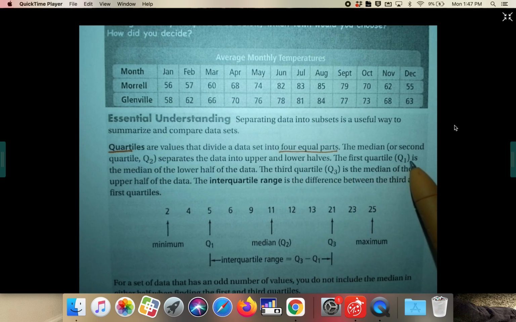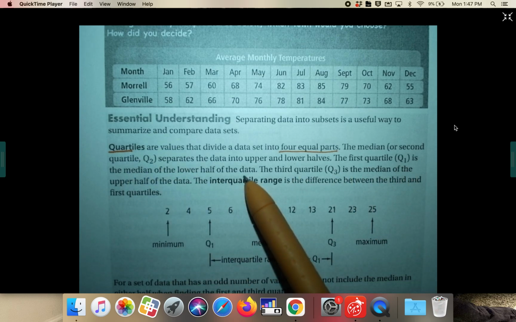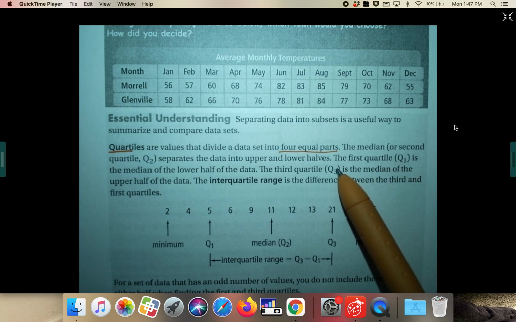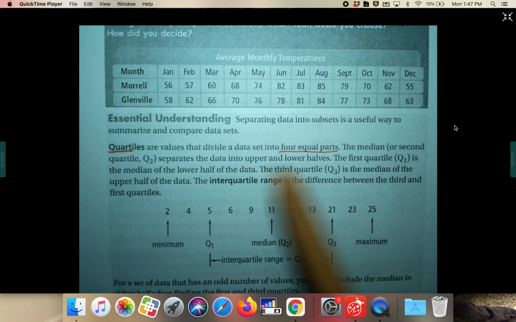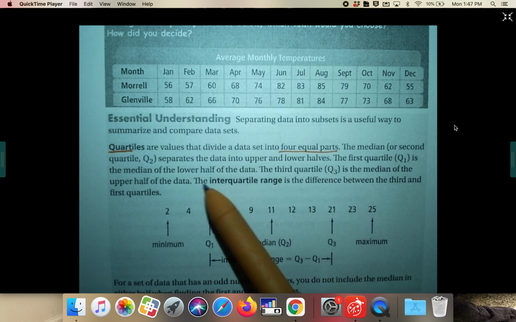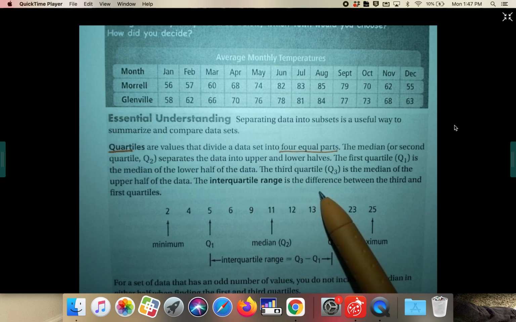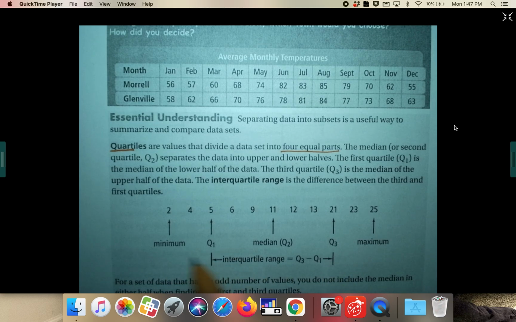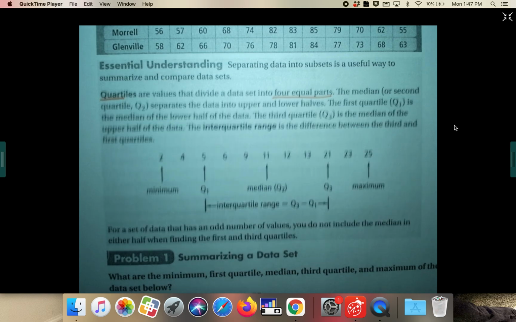The first quartile is the median of the lower half. So the first quartile would be the first quarter. And then the third quartile would be between the median and the upper half of the data. So that'd be like the third quarter. And then the interquartile range is just this range between the first quarter and the third quarter. So it kind of leaves off the very bottom and the very top. But it's the part from the first quarter to the third quarter. So that's kind of the middle data.